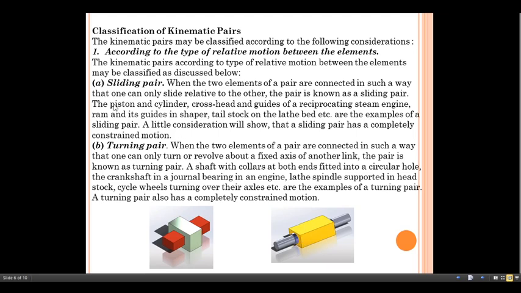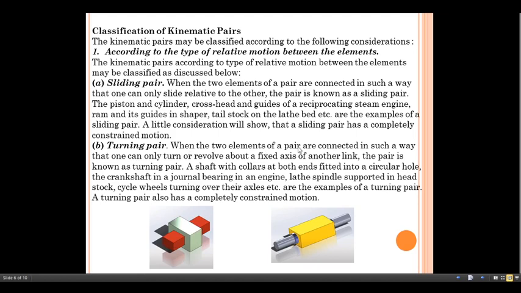Okay, so another example with this one, the piston and cylinder, crosshead and guides of a reciprocating steam engine, ram and its guides in shaper, tailstock on the lathe bed are the examples of the sliding pair. A little consideration will show that a sliding pair has completely constrained motion. Now already I discussed about the completely constrained motion. The motion takes place in a definite direction. Okay. Now the turning pair.